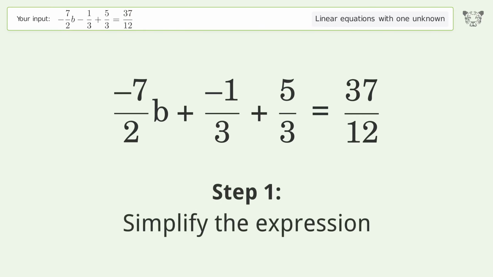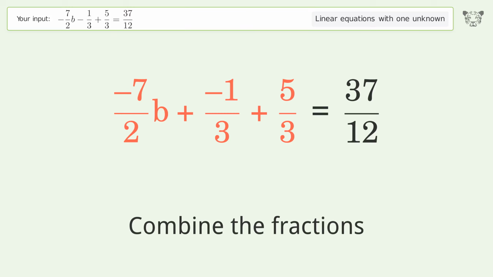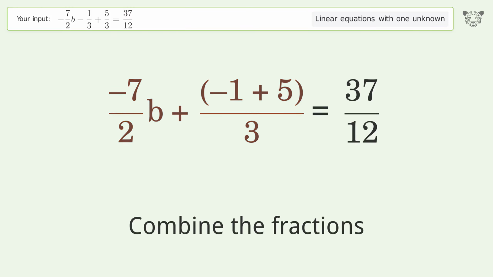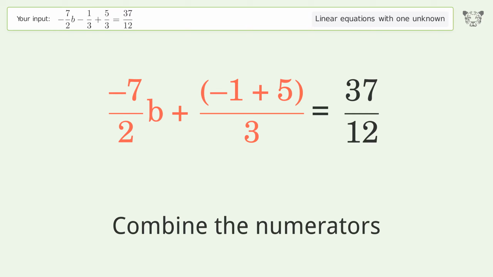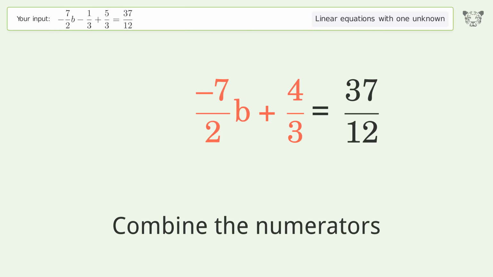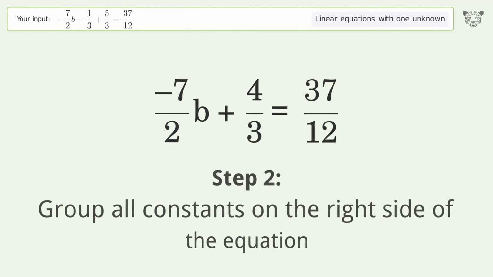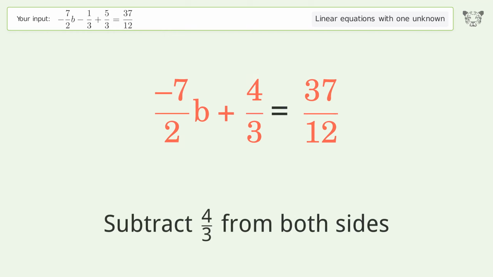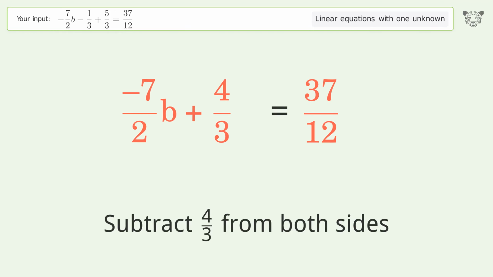Simplify the expression. Combine the fractions. Combine the numerators. Group all constants on the right side of the equation. Subtract 4/3 from both sides.